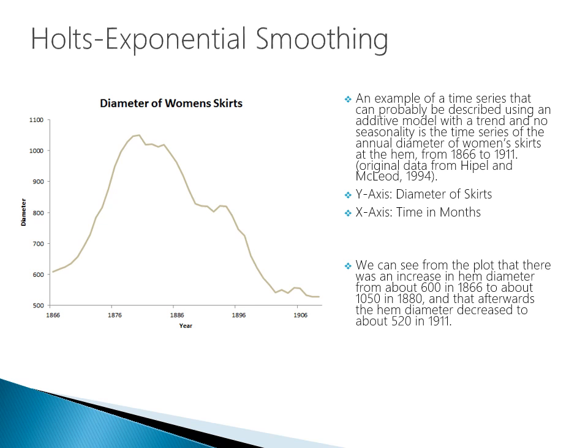We can see from the plot that there was an increase in hem diameter from about 600 in 1866 to about 1050 in 1880, and then afterwards the hem diameter decreased to about 520 in 1911. So as we're looking at skirts and the fashion at the time, we see this general trend increase where we have these wider hems, and then over time we find that they kind of fall out of fashion and then they decrease.